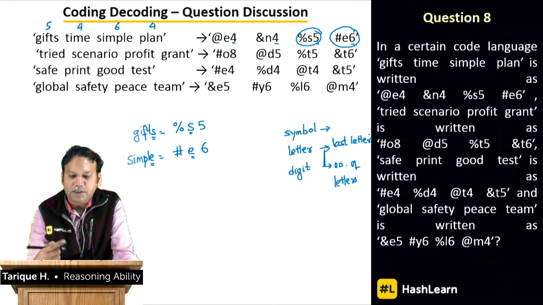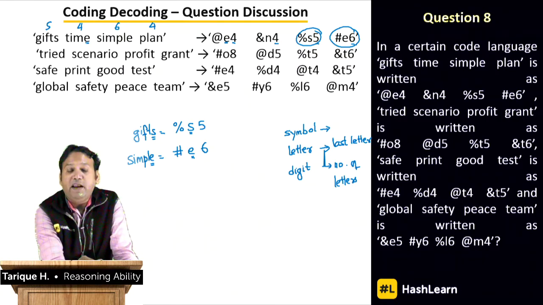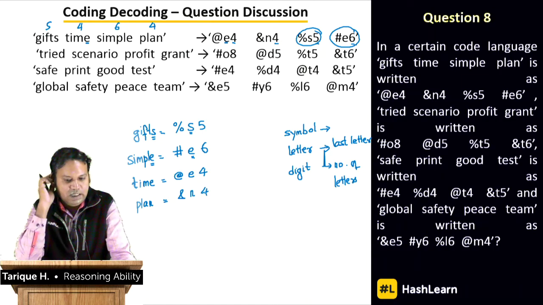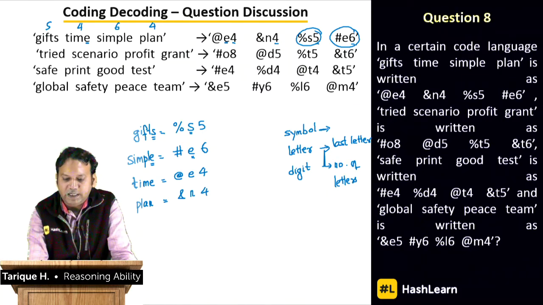That means using these two things combined, we can find out, see the last letter E is here and 4 letters are there in the word. So time has got E at the end and 4 letters, which means time is equal to at, E and 4, and that means plan is equal to ampersand N 4. So now everything is almost clear, because we have to find out what the symbol represents.